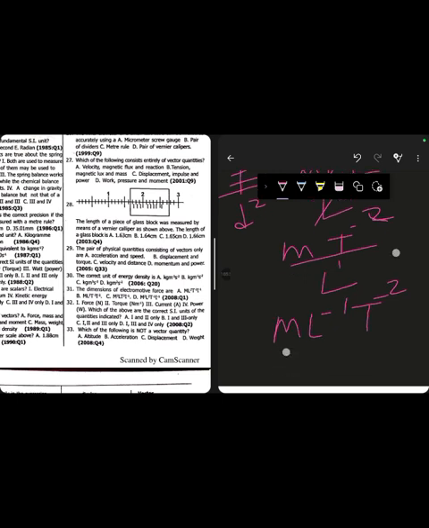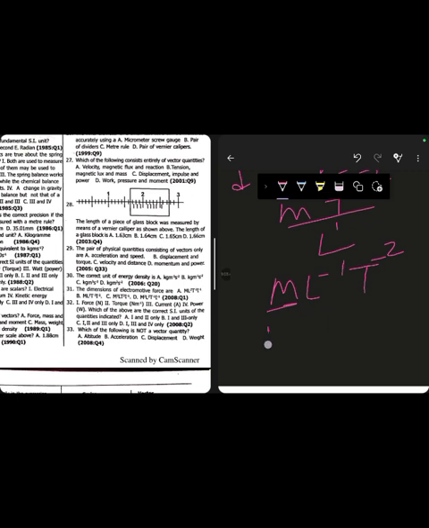Okay, they said the unit. So let's convert it. Mass is in kilogram. Per length will give me per meter. Then per time squared will give me per second squared, because this unit of time is seconds. So it's kilogram per meter per second squared, which is option B.